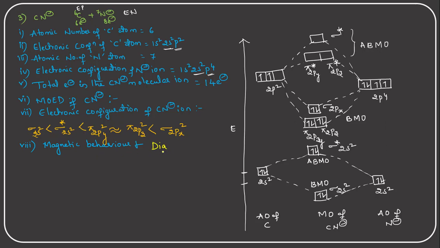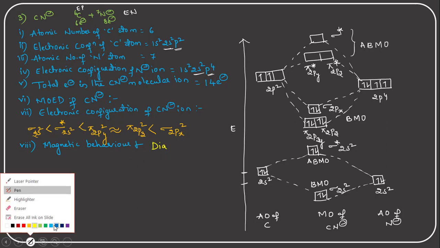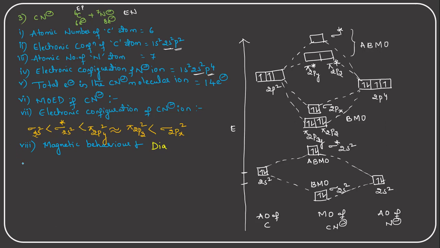Diamagnetic means when the substance is placed under an external magnetic field, it will be repelled. So this is called a diamagnetic substance. And what will be the next point? The ninth point will be calculation of bond order.